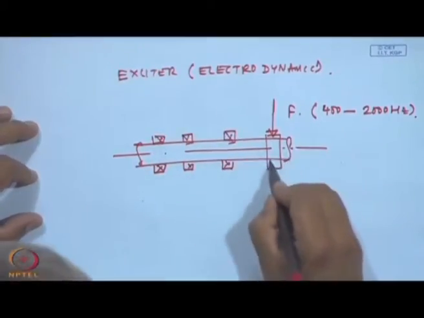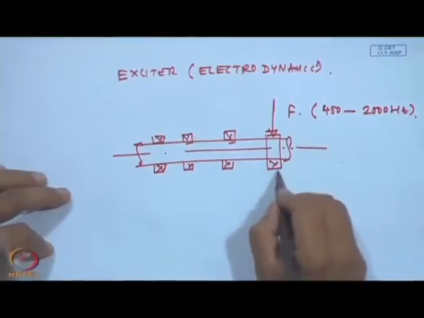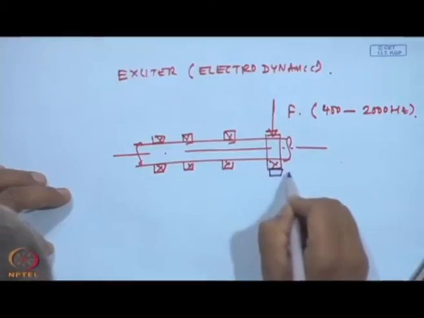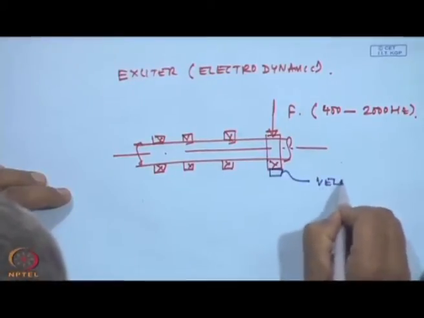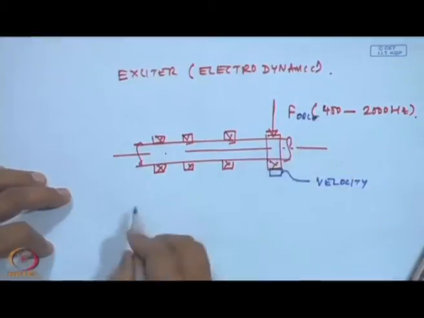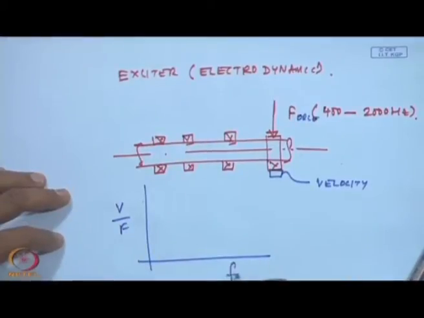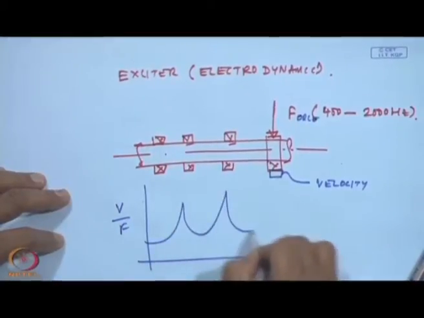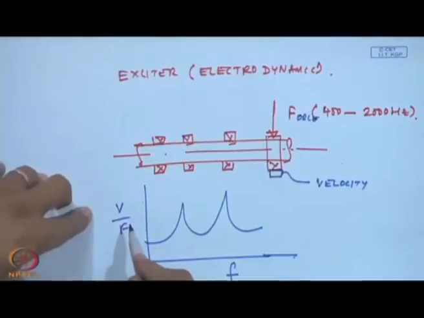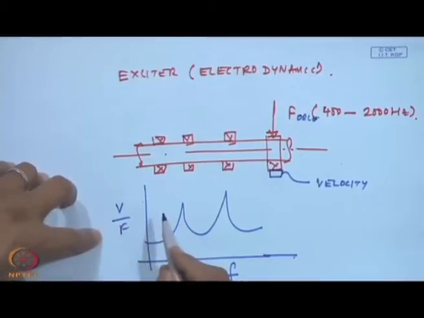At any of the bearing locations, you can measure the force, and then with a suitable transducer, you can mount an accelerometer, etc., measure the velocity, measure the force, and plot a mobility curve, V by F, as a function of frequency. Okay. And now all you have to do is continuously keep on monitoring V and F.